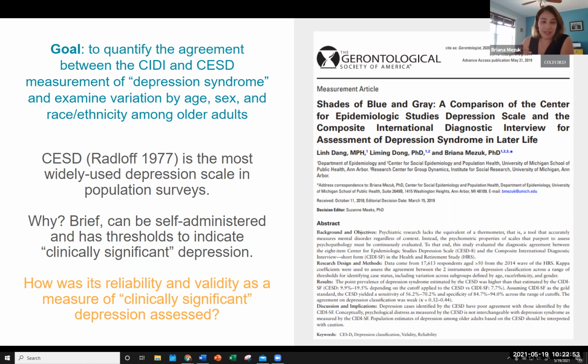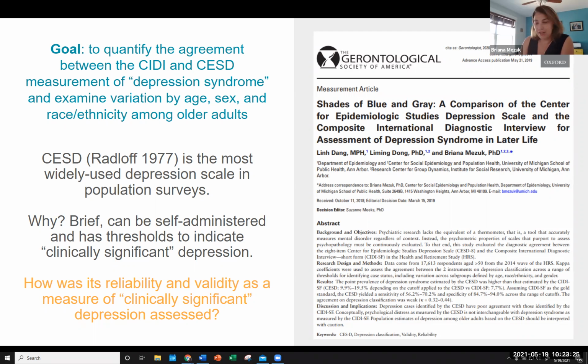The CESD you could probably do in 5 or 6 minutes, if not shorter, because now there are even shorter versions of the CESD. The original scale was 20 items. It can be self-administered. That's not true of the diagnostic interview schedule. And they've established thresholds to indicate clinically significant depression. So it sort of checks all the boxes. I want to measure some aspect of mental health in my giant survey. I need something that's short, that can be clinically meaningful. So how was this?